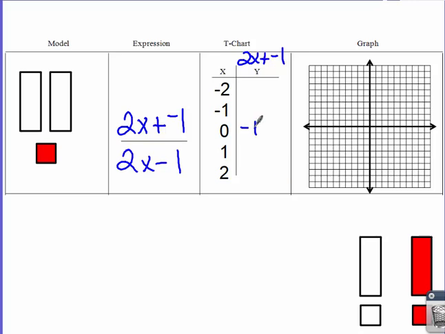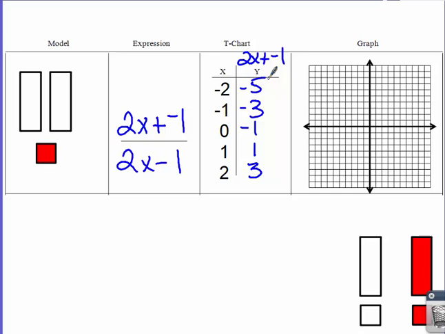Okay, so I've got -1, I need to increase by 2. So this would be +1, and then increase by 2 again, I get 3. Going backwards, I decrease by 2. So this would be -3 and -5. Now when you evaluate that expression in a t-chart, we create a set of coordinates.